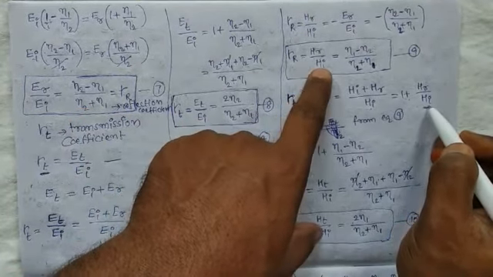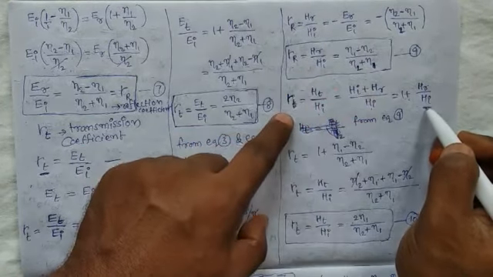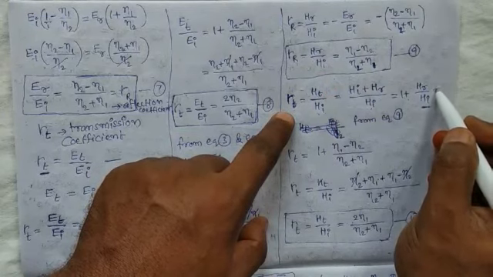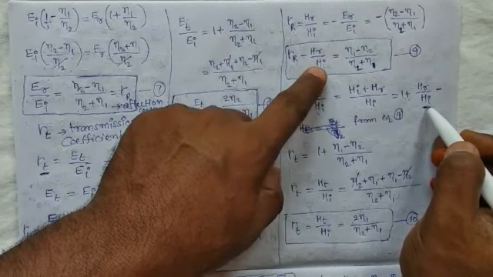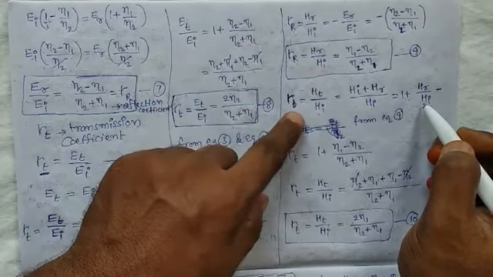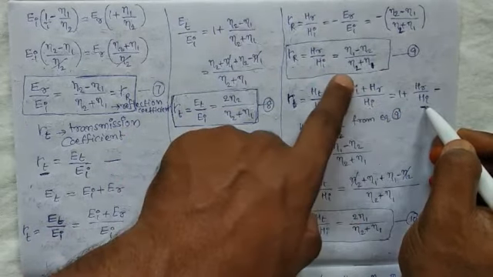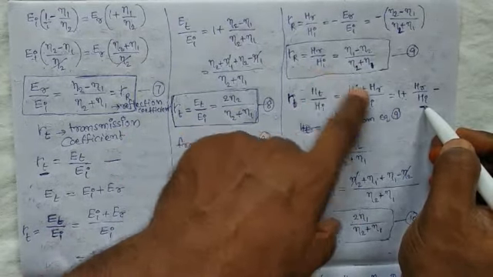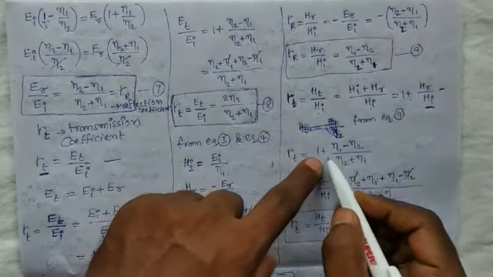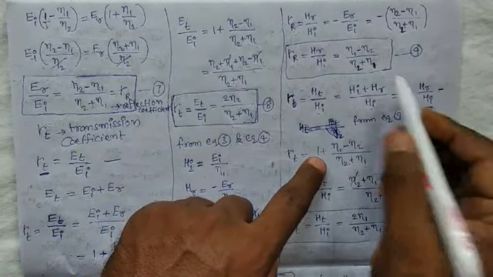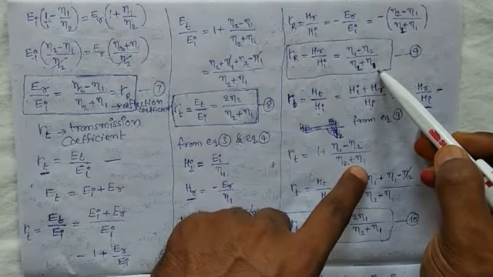Here we are substituting this reflection coefficient, equation 9, in this equation. We are substituting HR by HI to obtain gamma T, the reflection coefficient in terms of magnetic field intensity. Here, 1 plus HR by HI is equal to 1 plus (eta 1 minus eta 2) by (eta 2 plus eta 1).